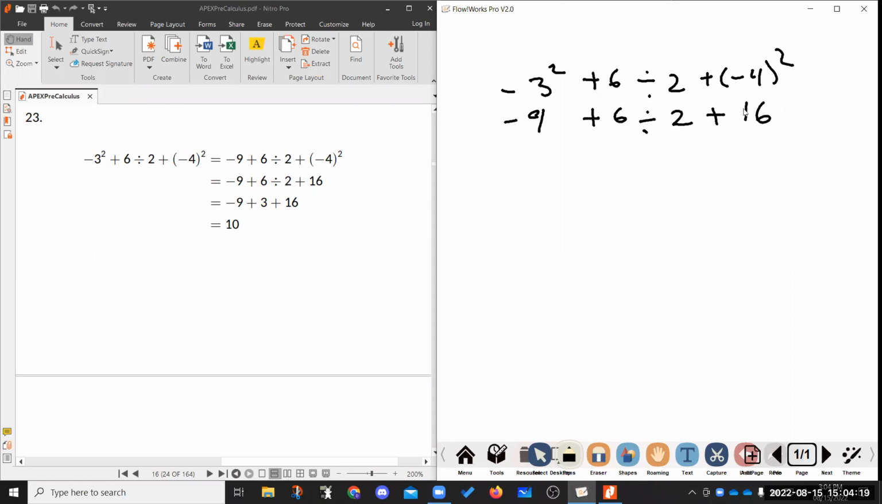Now they're going to take care of the division next, this 6 divided by 2, and they say that that's 3. That looks good so far. Now they're going to do all their addition and subtraction. Watch out, because they're doing it all kind of fast. This is -6 plus 16, that's 10. That looks good to me.